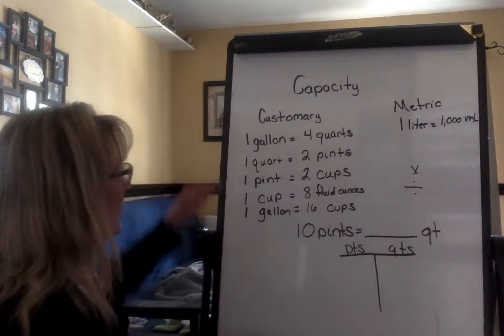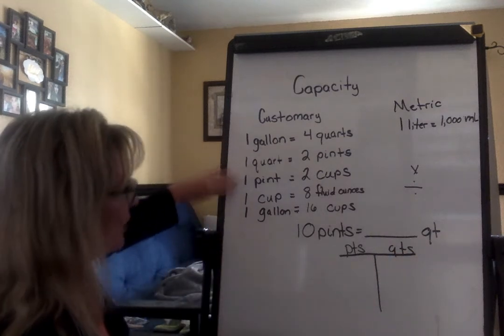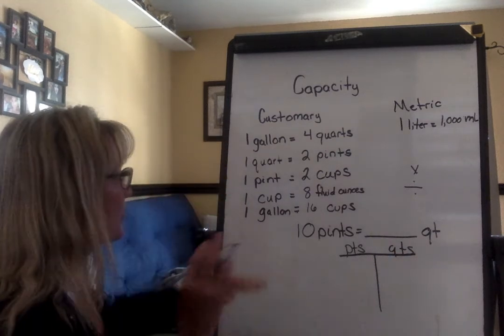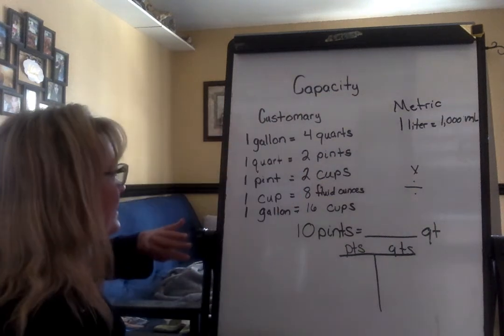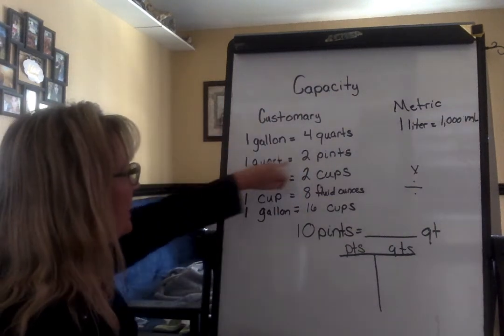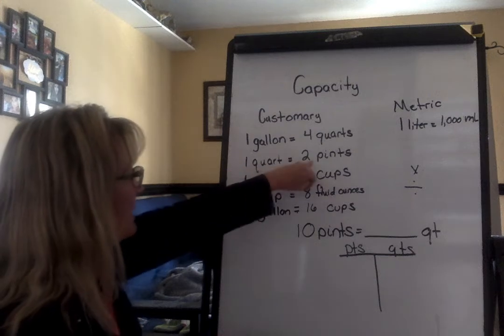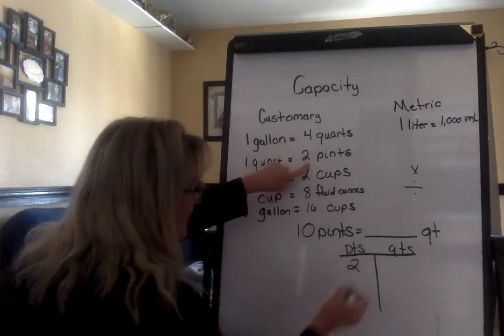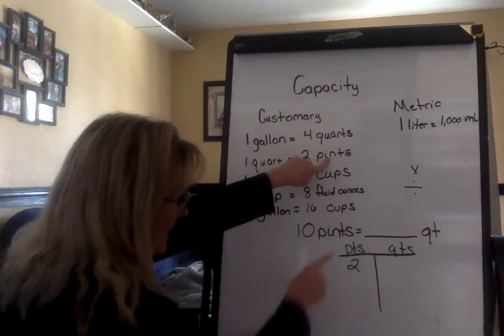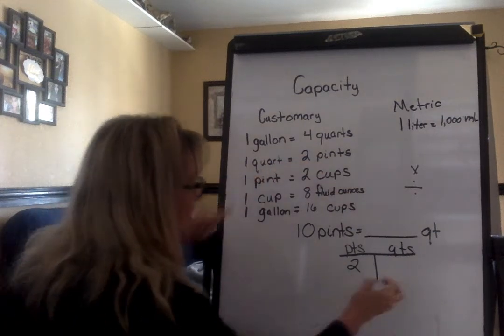Now, using my reference chart, I'm going to see how pints goes with quarts. So I look for any place on here that tells me about pints and quarts. Oh, right here. It says that if I have 2 pints, so that's got to go on this side, see, the 2 goes with pints, it makes 1 quart.